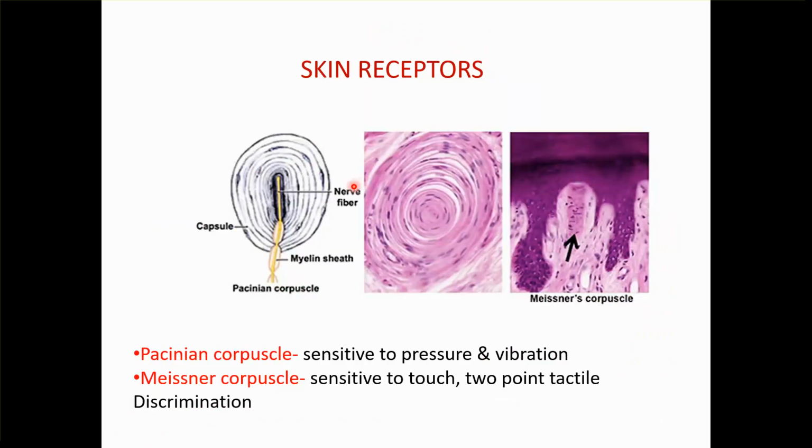Then we also learned about skin receptors. If you see something like an onion peel, this is called a Pacinian corpuscle. This is also a Pacinian corpuscle. They both are Pacinian corpuscles, and you should learn the function. It is sensitive to pressure and vibration. And here this is the Meissner's corpuscle. It is sensitive to touch and 2-point tactile discrimination.